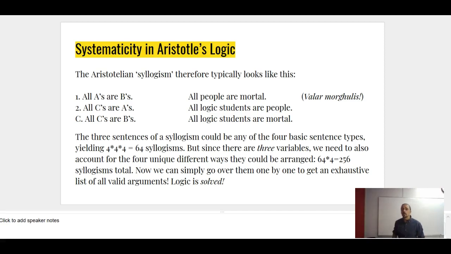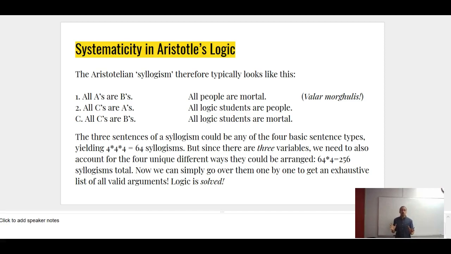Now, what's really interesting about Aristotle is that by restricting the arguments to this notion of sets of things, membership, quantifier, and negation, he yielded a restricted set of sentences. There are only 256 possible syllogisms. That's it. There's not an infinite amount.